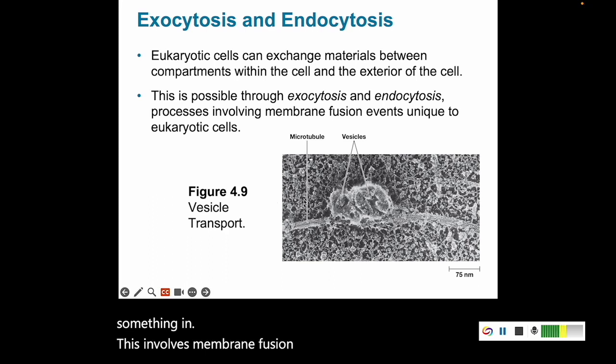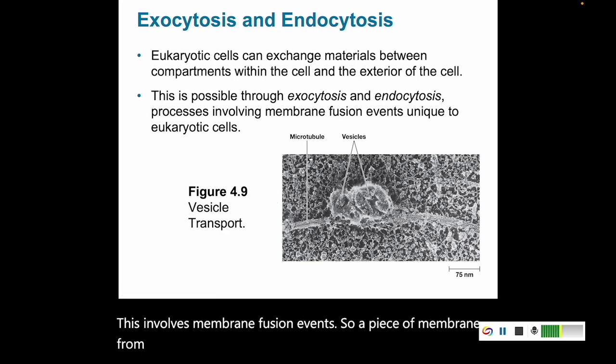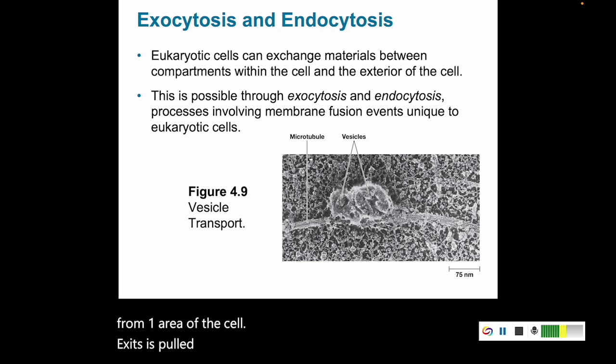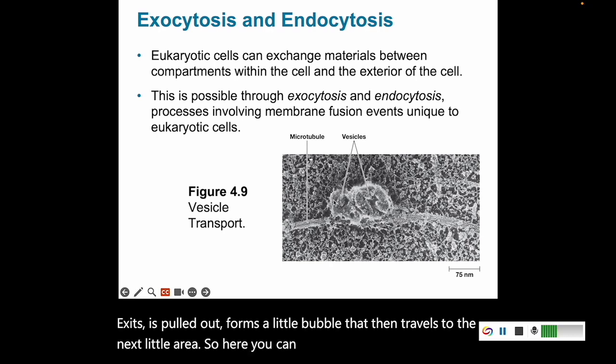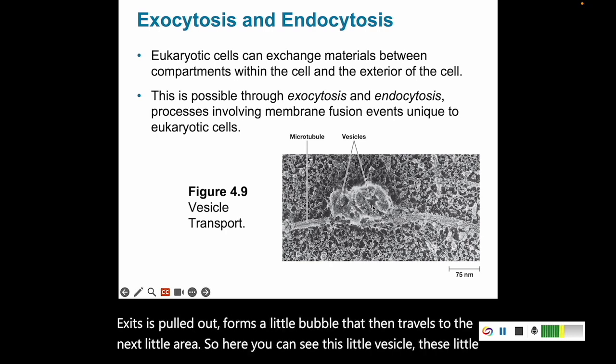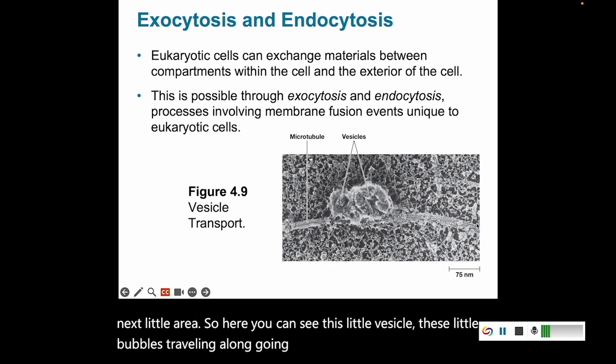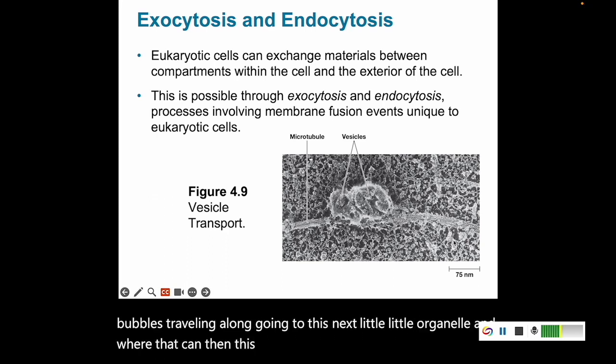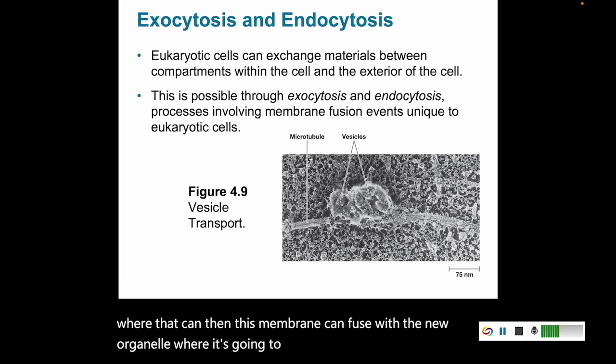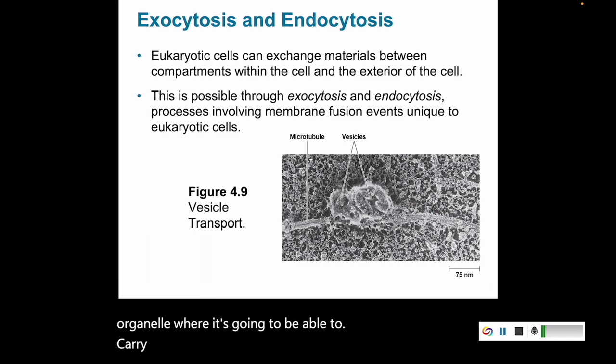So a piece of membrane from one area of the cell exits, is pulled out, forms a little bubble that then travels to the next little area. So here you can see this little vesicle, these little bubbles traveling along, going to this next little organelle, where this membrane can then fuse with the new organelle, where it's going to be able to carry those components to different parts of the cell.